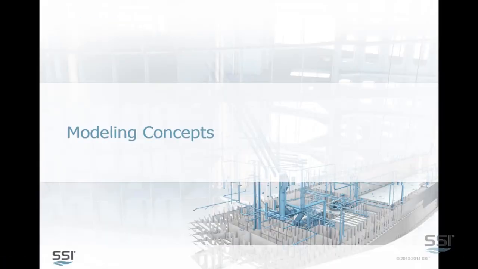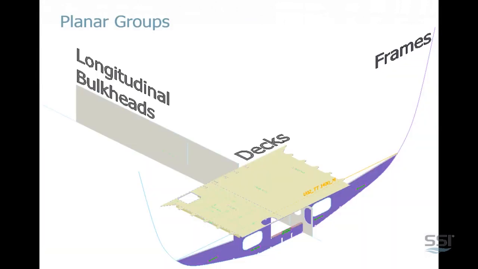With our project set up, we're now ready to move on to actually building the ship model. In structure, all of our parts are created on planar groups in planar group drawings. The three principal planar groups in structure are the frames. These are transverse cross sections of the ship, and these progress down the length of the ship, successive slices down the length of the ship.